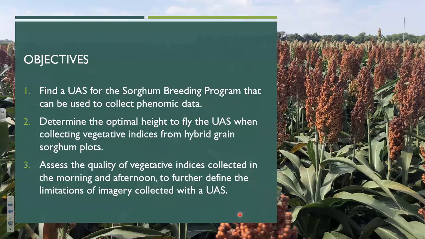The main objective of this talk is about how we found a UAS for our breeding program here, and then how we determined the optimal height to fly the UAS to collect vegetative indices. And then finally, I'm going to talk a little bit about how we assessed vegetative indices collected in the morning and afternoon to further define limitations of those indices.